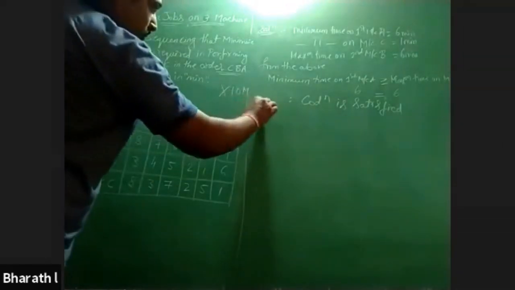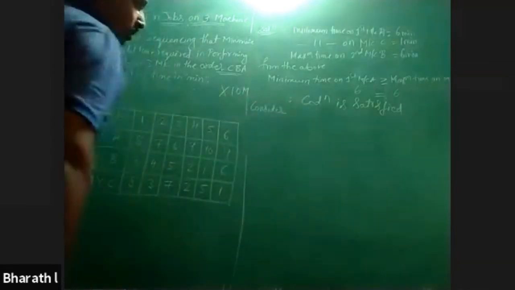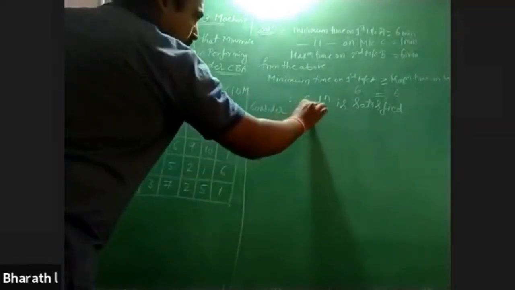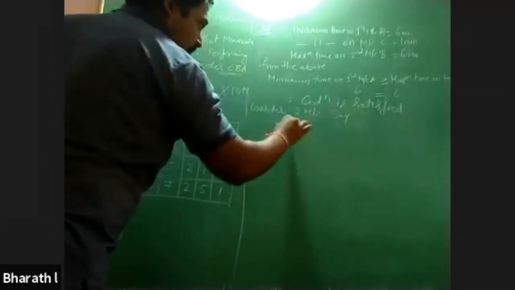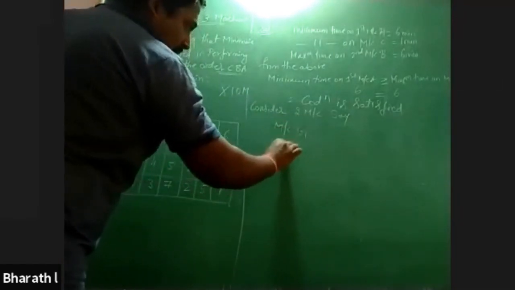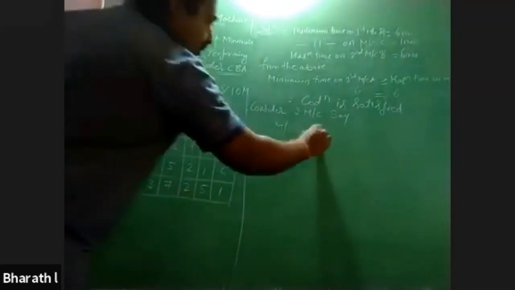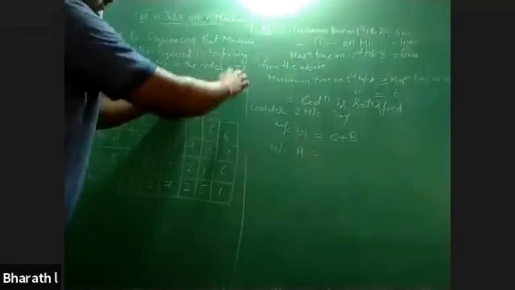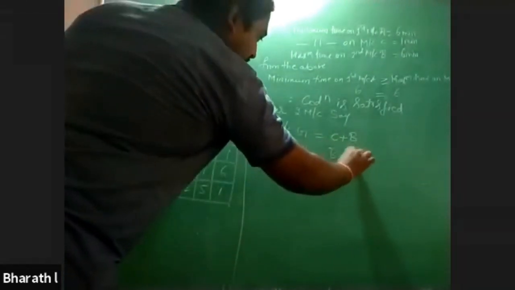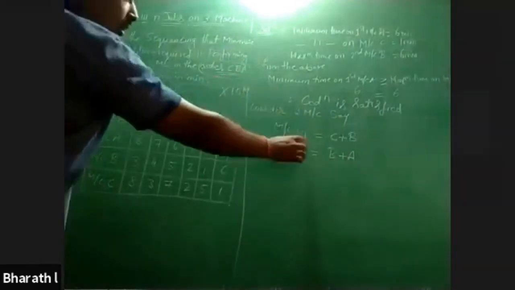Once the condition is satisfied, consider 2 machines, say machine G and machine H, such that machine G is C plus B, and machine H is B plus A, based on the order of the machine.